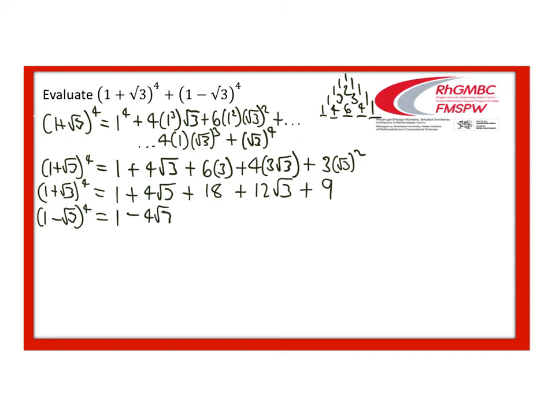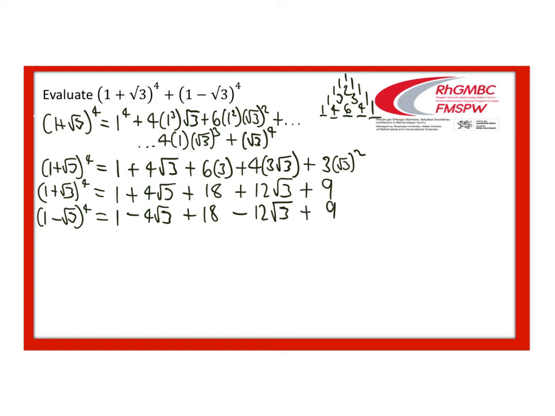And when we expand it out, we're going to get exactly the same. It's just that it's negative. The third term, we had root 3 squared, so it's positive. The fourth term, we have root 3 to the power of 3, so it's negative. Again, each time these terms are going to be exactly the same. And then finally, the last term, the power is even, so we get a positive number, so we get plus 9.